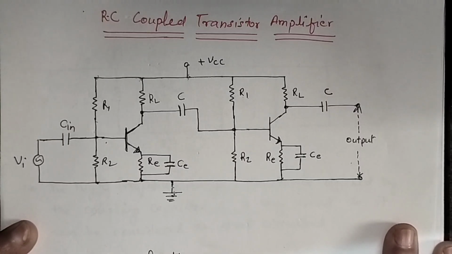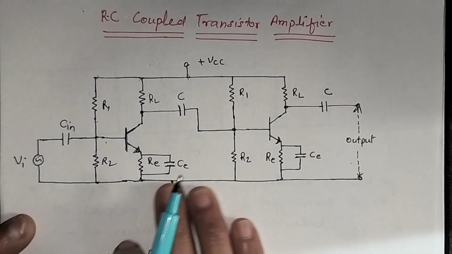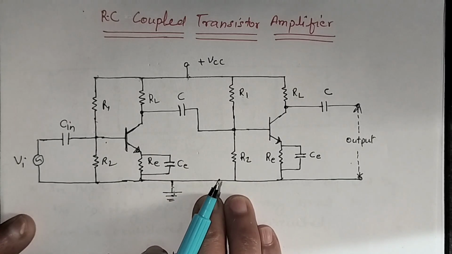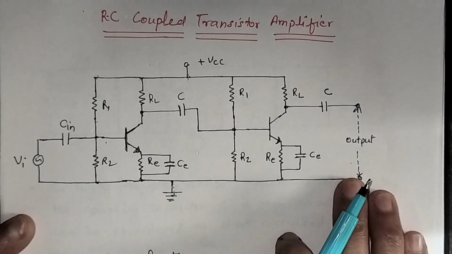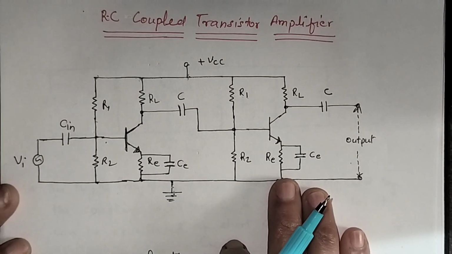Here we will discuss the RC coupled amplifier at high frequency range. This is the circuit diagram of the RC coupled amplifier. For understanding it theoretically, go through my last lecture, lecture number 60. The link of this lecture is given in the description.